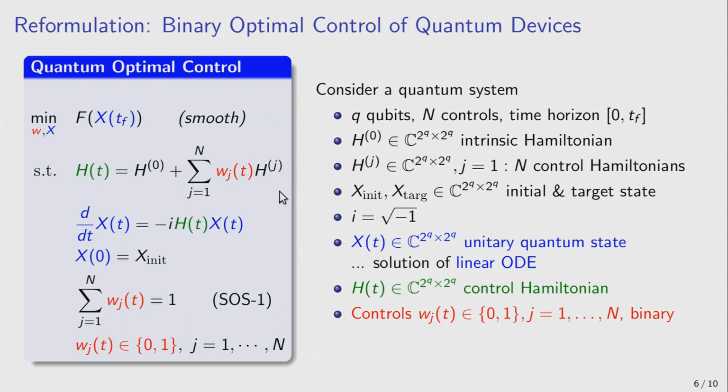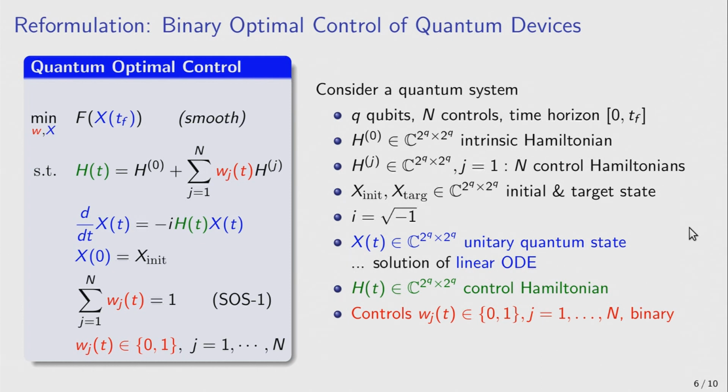And we have these controls that we can apply at every time step. So this is a problem on a continuous time horizon. Then, once we compute this control Hamiltonian, we propagate it through this equation, which is Schrödinger's equation, an ordinary differential equation in matrices. The big X here are matrices, and they're unitary quantum states. That's the state of your quantum computer.